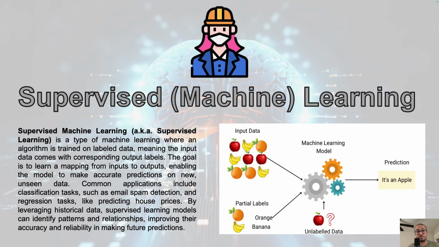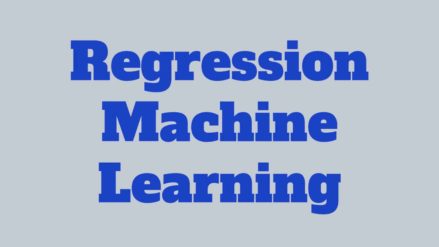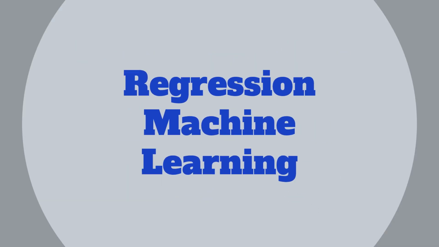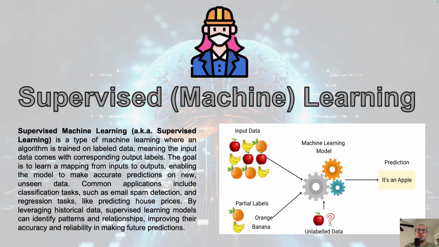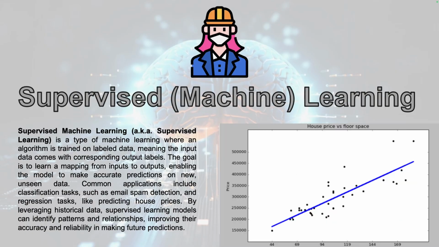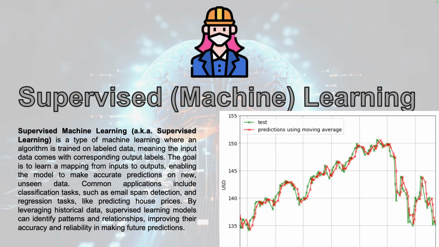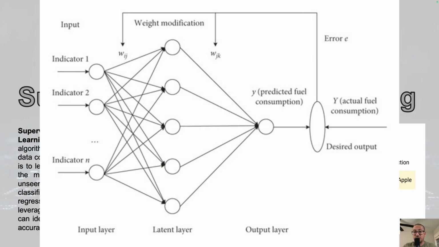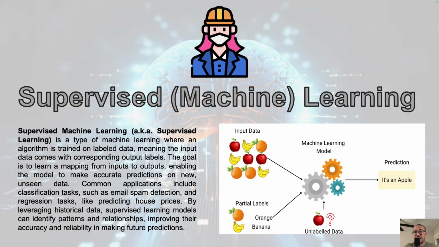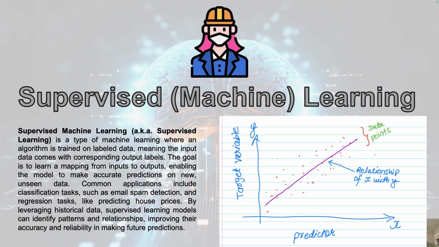from the labeled data. On the other hand, regression is used when we want to predict continuous values. For instance, predicting house prices based on features like size and location, forecasting stock prices, or estimating a car's fuel efficiency are all examples of regression tasks. In these cases, the model learns the relationship between input factors and the continuous output, such as a price or measurement, allowing it to make predictions for new data points.